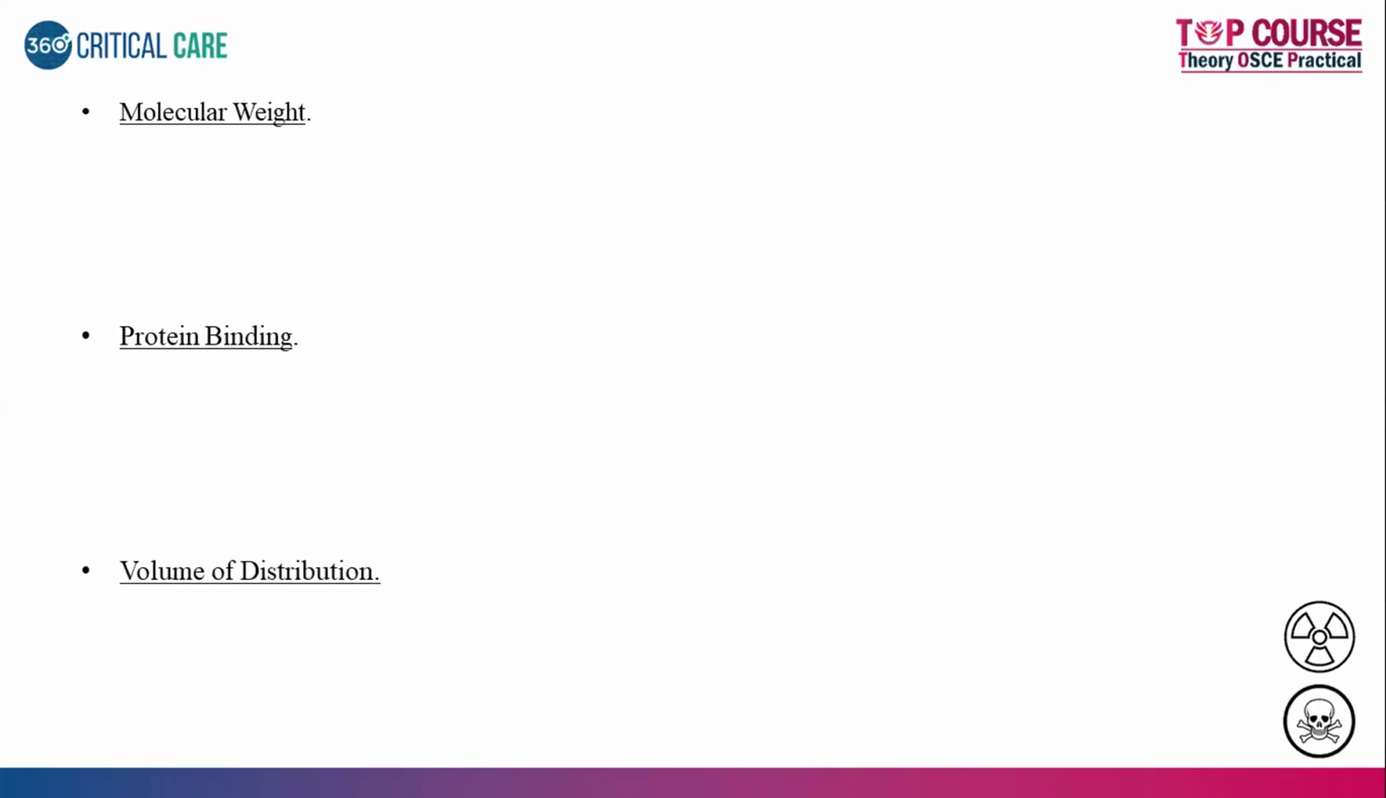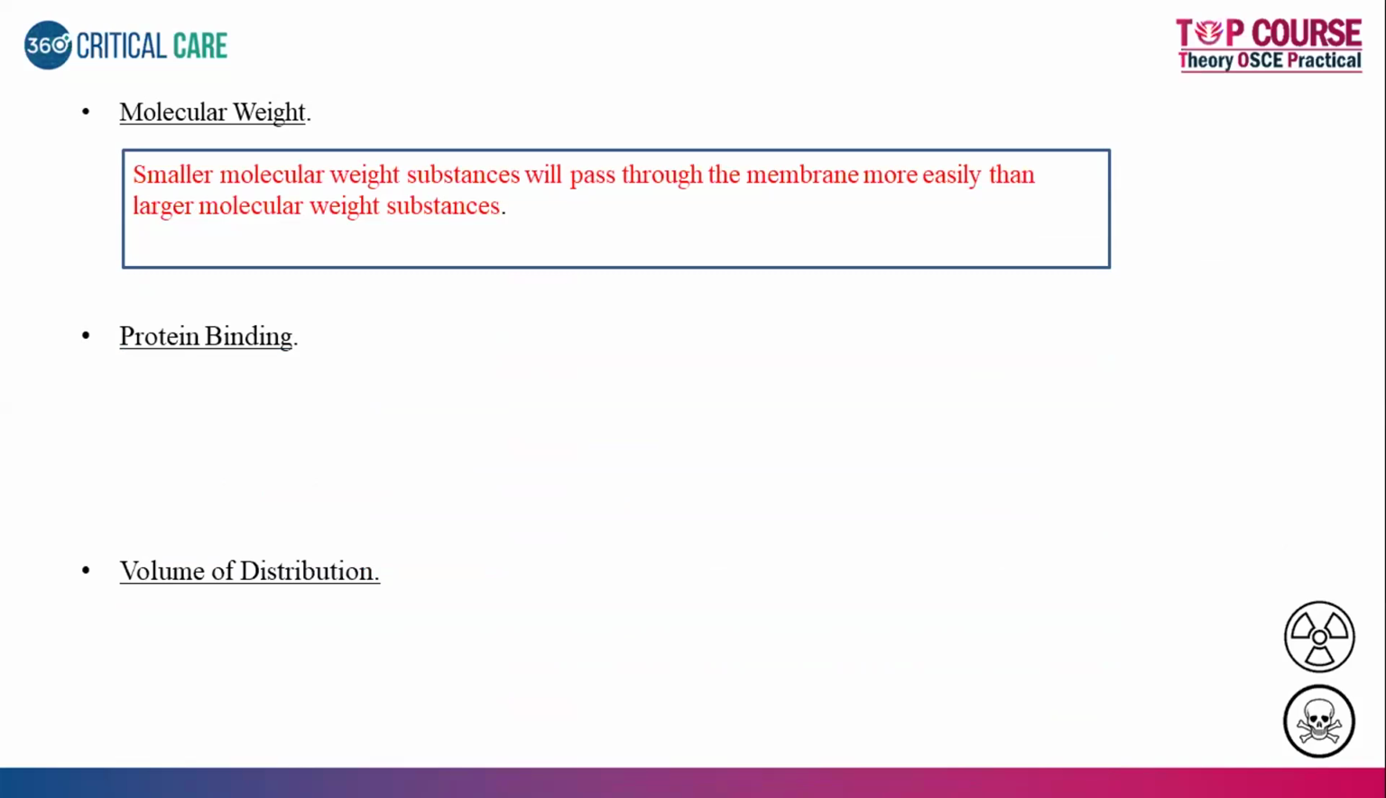Okay, so first one is molecular weight. We all know that smaller molecular weight substances will be able to easily get cleared through the membranes, your dialysis membranes, more easily than the larger molecular weight substances. So your toxin should have a smaller molecular weight to get removed from an extracorporeal treatment.